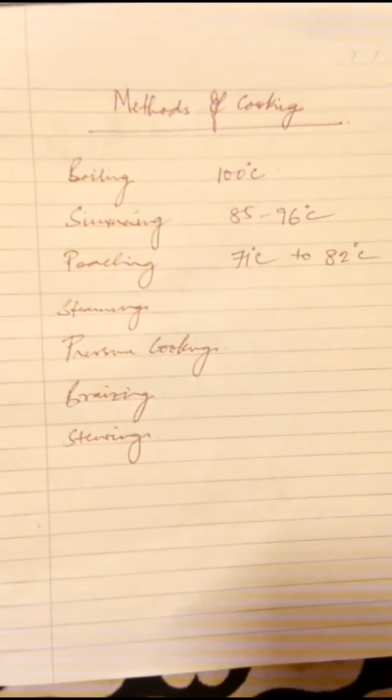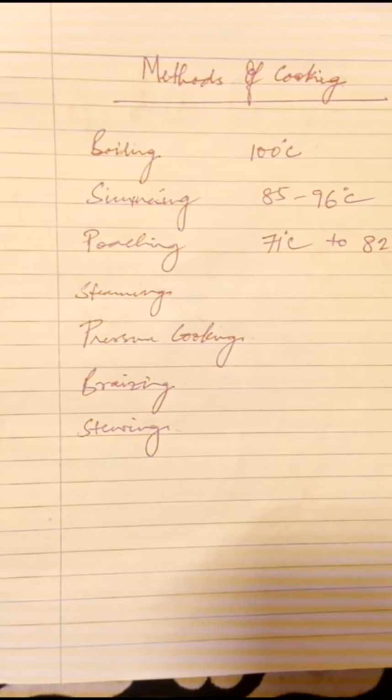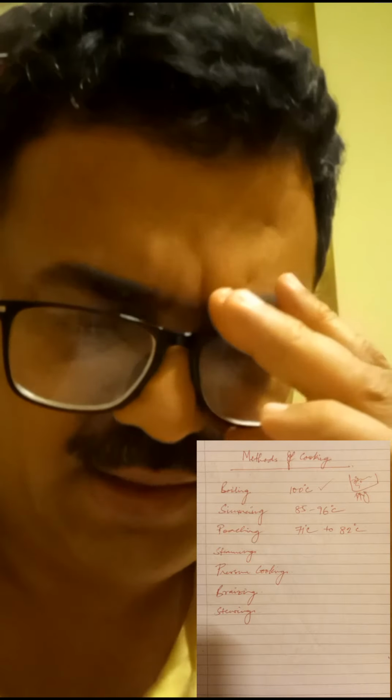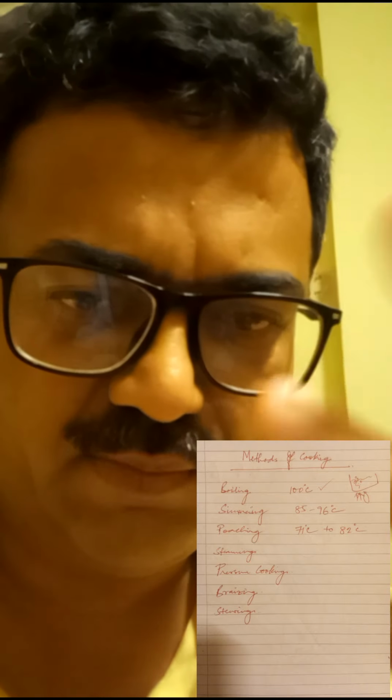Now, essentially, in the wet methods of cooking, if you look at boiling, boiling happens at 100 degrees centigrade. In contrast, simmering happens at sub-boiling temperatures, which is a temperature between 85 and 96 degrees centigrade, and poaching happens even below that. It is, let's say, 71 to 82 degrees centigrade.